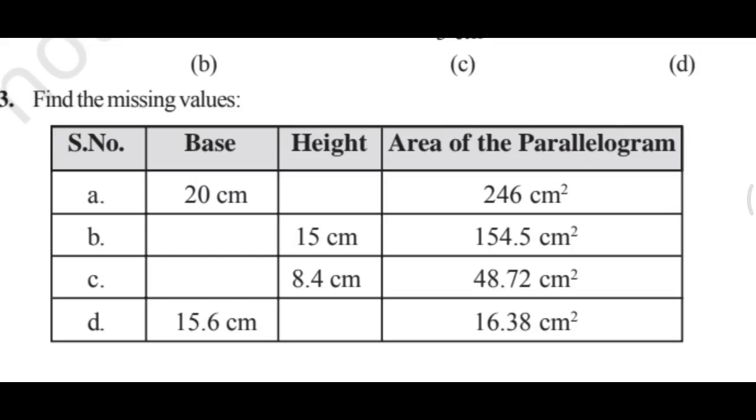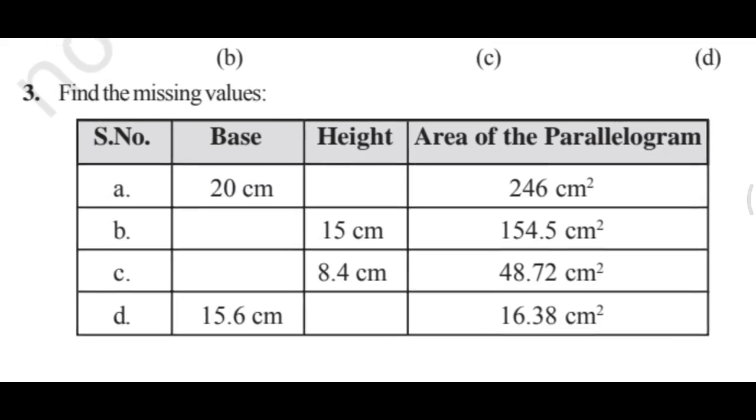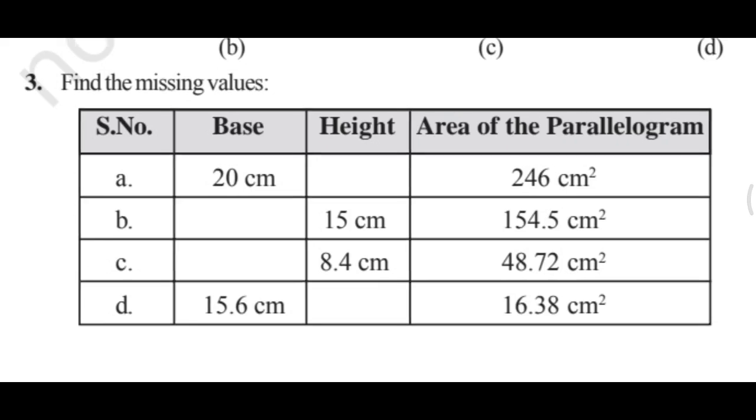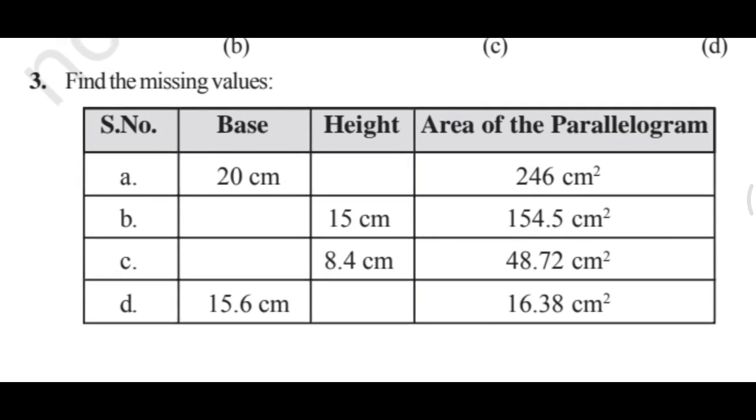This is question number 3, exercise 11.2, class 7th, maths NCERT. This table question is: find the missing value in this table. Base is given, height is given, area is given. Then in these quantities, one is missing, and we are required to find it out.